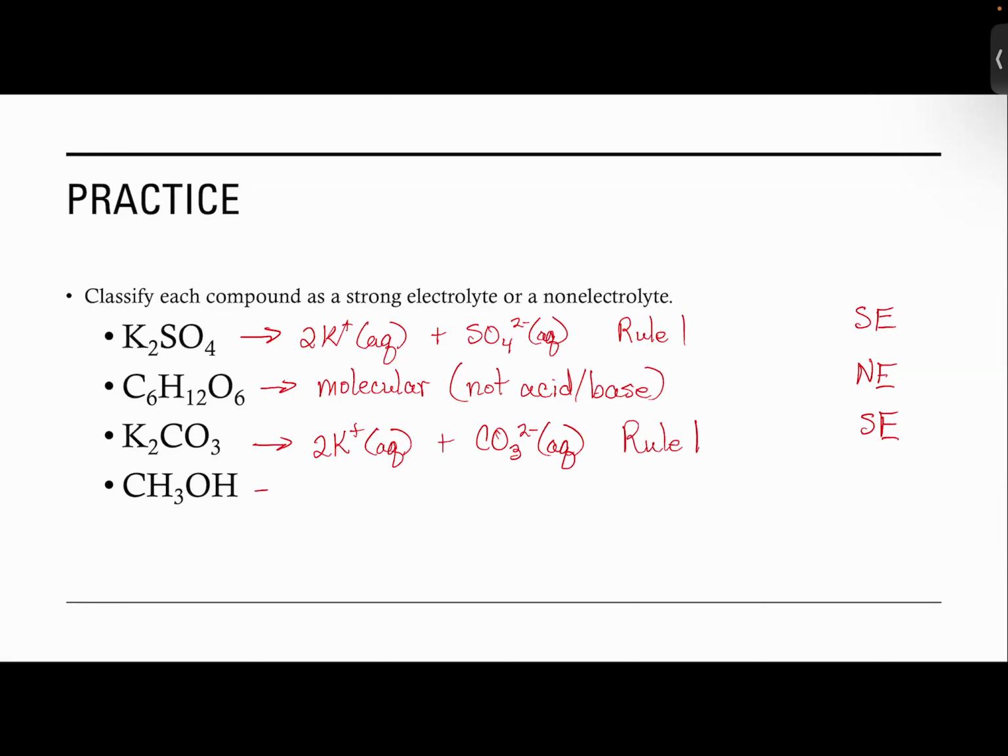The last one is a molecular compound. We know this is molecular because it consists of nonmetals and metalloids only, and it is not an acid or a base. And so we would expect this to be a non-electrolyte.